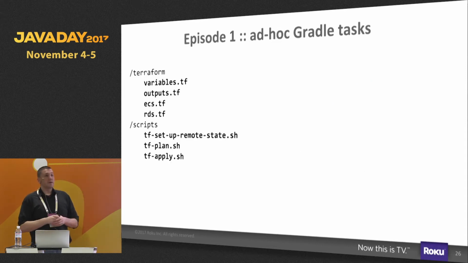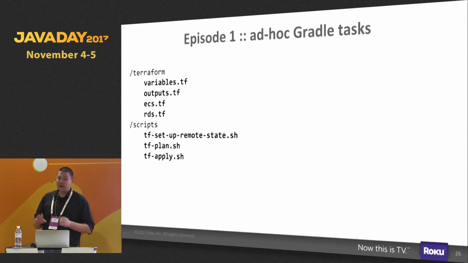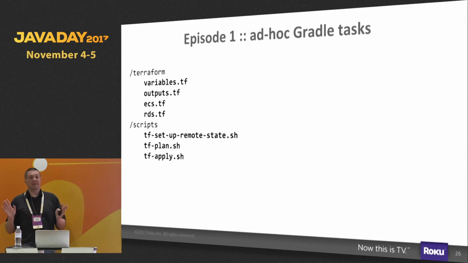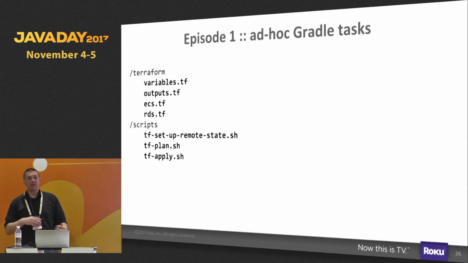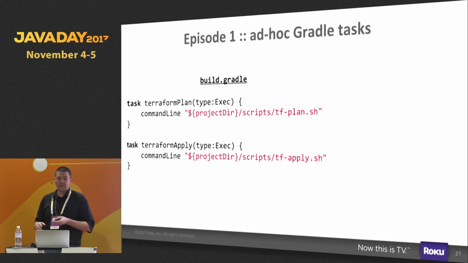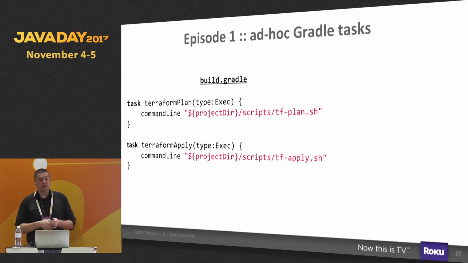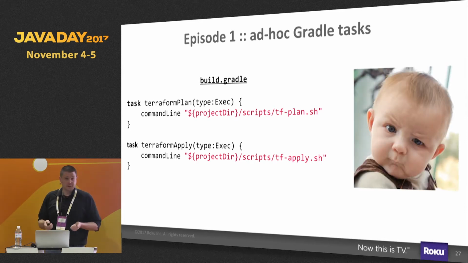So let's take a look at what we actually did, which stages we went through. At first, we implemented a very naive solution. We checked in the Terraform configuration scripts and the shell scripts to run to manage Terraform state and to run plan and apply commands. And we added Gradle tasks to run these pre-configured shell scripts. What's wrong with this picture?